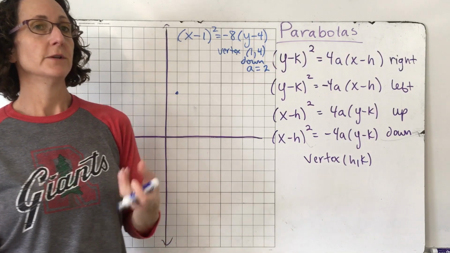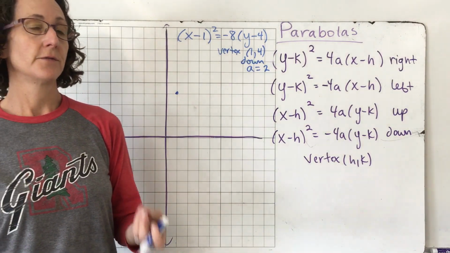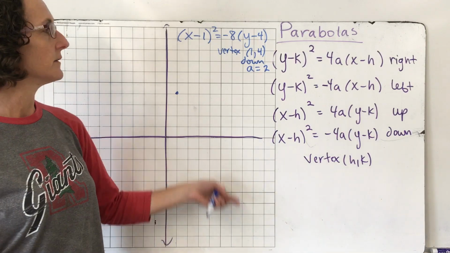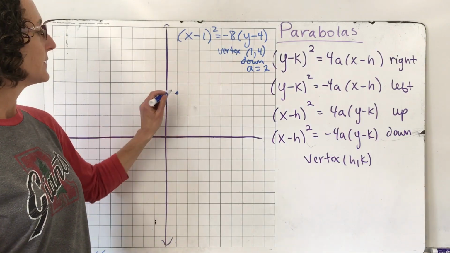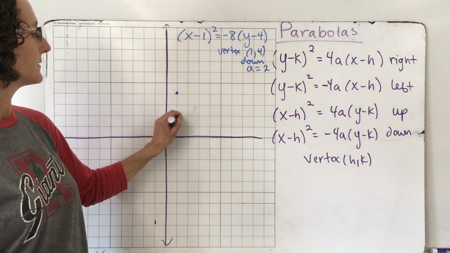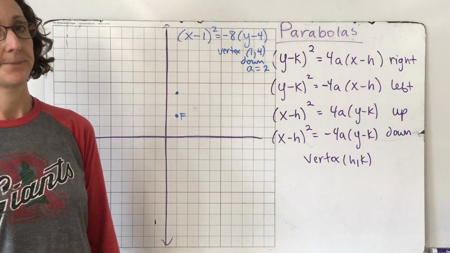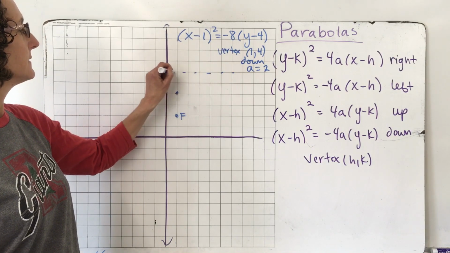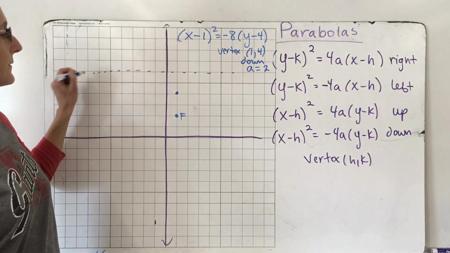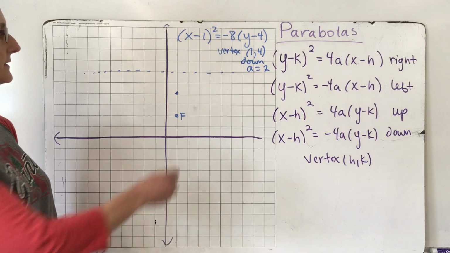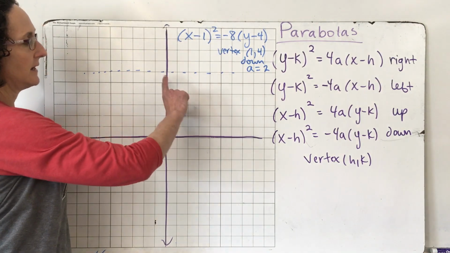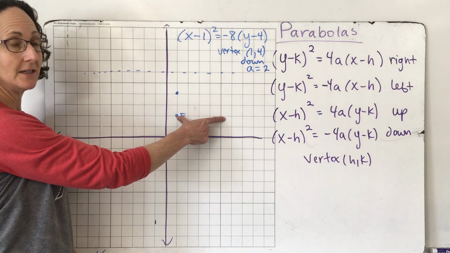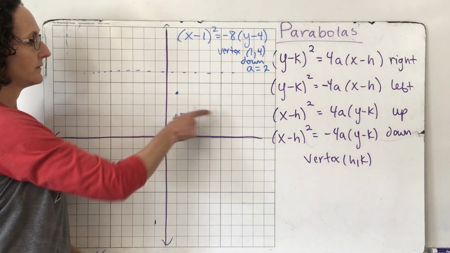So think to yourself, which direction should I draw the focus? Should it go up, down, right, or left? And then you're like, oh look, it opens down, so the focus has to be down also, like this. Focus. Okay. The directrix will now be above the graph, like this. Okay, and then the lattice points are still the same, but this time they're going to be this way. So the distance of this has to be the same as the distance to here. So this is 4, so then this is 4.